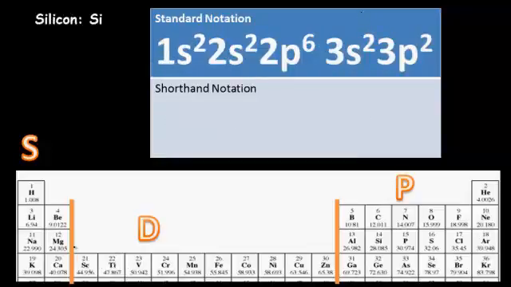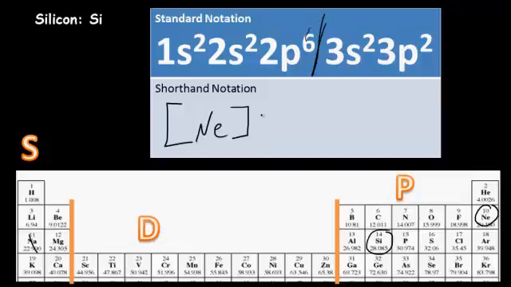Next, silicon. Silicon is here. The last noble gas is neon. And that would be 1, 2, 3s. So I need the 3 s's. 3s2, 3p2. 3s2, 3p1, 2, yes.